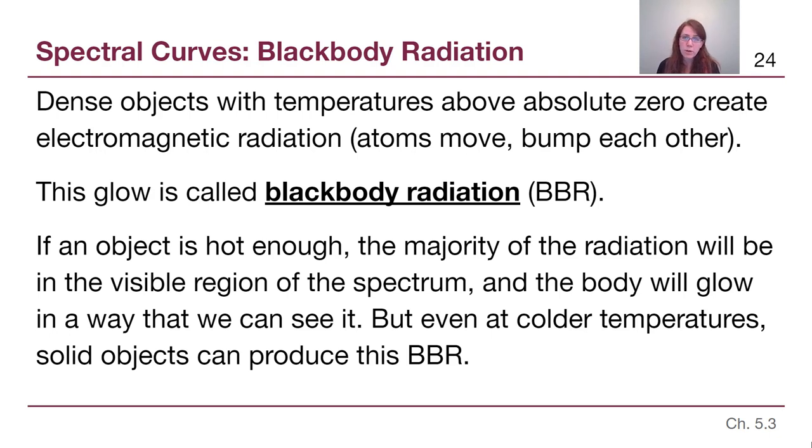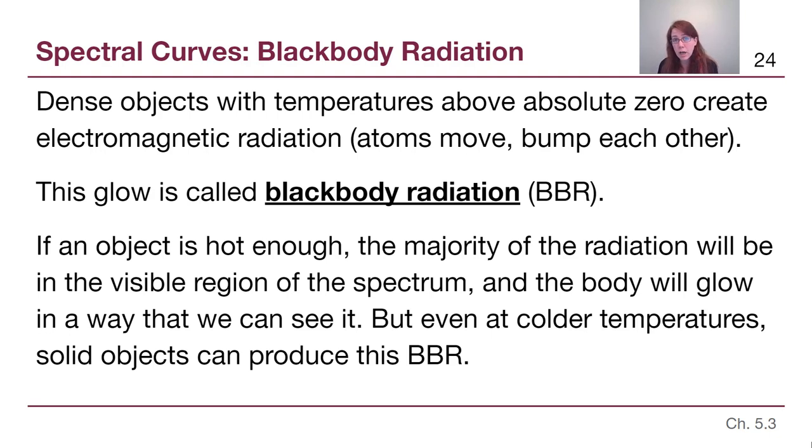Now, the really important part that we now have to add to our understanding, whether or not we had learned about heat energy before this class, is that dense objects, and we count as a dense object, we are solid, dense objects, with temperatures above absolute zero create electromagnetic radiation. They create light, because as those atoms shake around and move, they bump into each other. That doesn't happen in the air around us enough to create the amount of electromagnetic radiation that we're talking about here. The atoms have to be all squished together in a solid rather than in a gas. But the glow that results from this dense object being hot is called blackbody radiation.